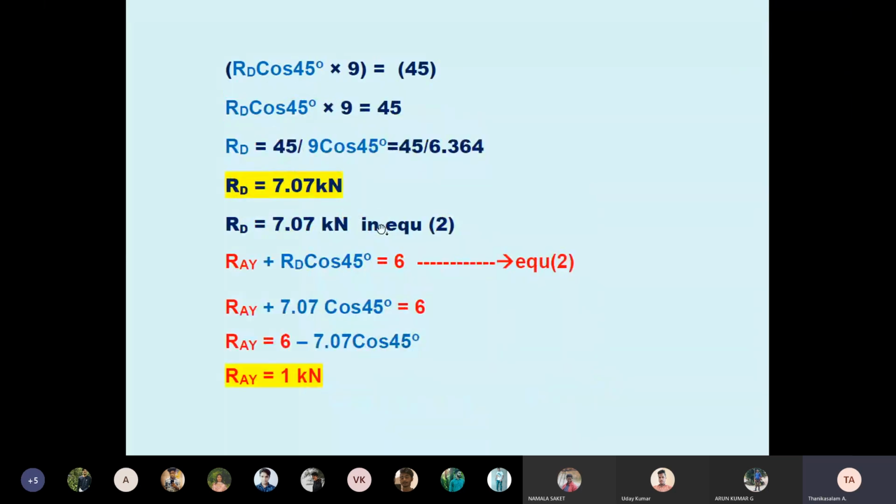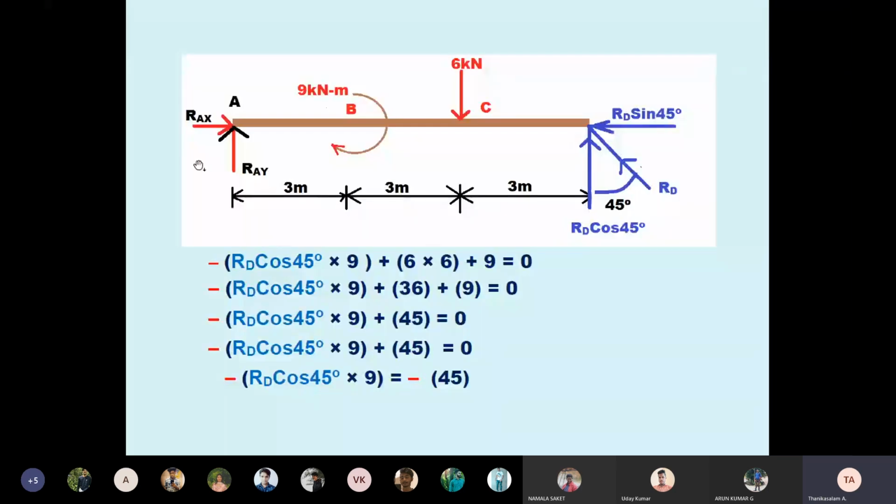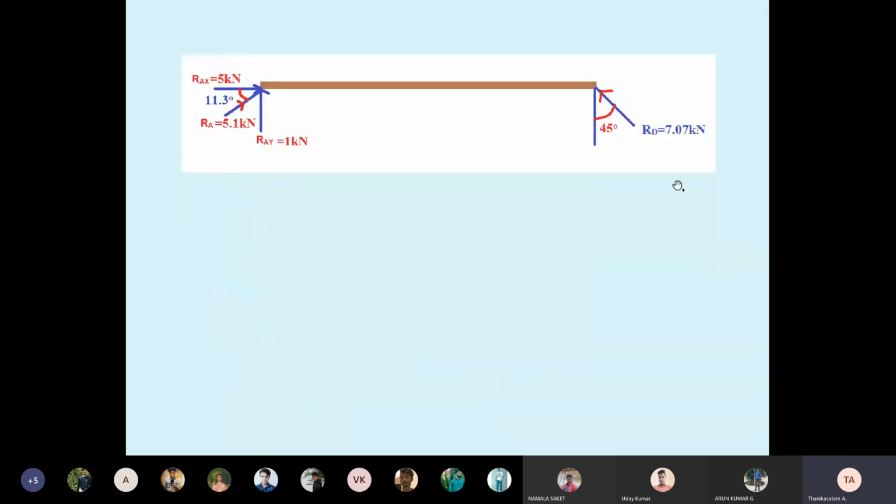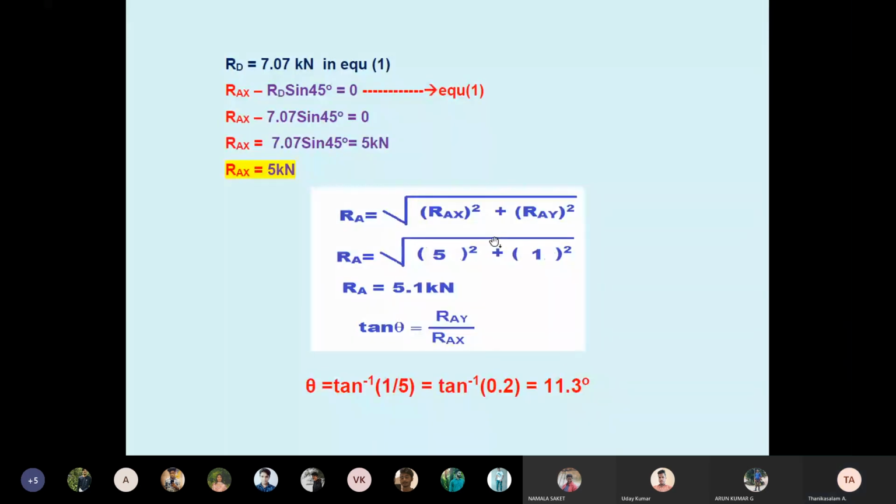See, there are two reactions, no? RA at A has RAX and RAY. That's why we want the resultant reaction. This RB is only a roller, and a roller support gives only one reaction. So in the final diagram it is inclined. Since it is two reactions, I have used the resultant formula here: RA equals the square root of RAX squared plus RAY squared. The direction we also know: tan theta equals RAY divided by RAX.